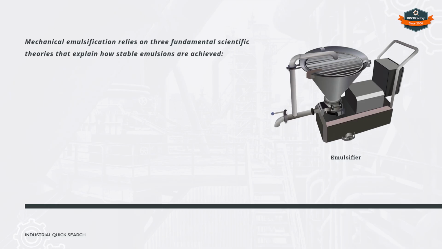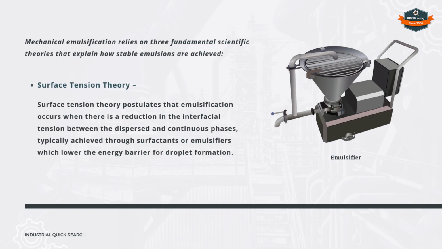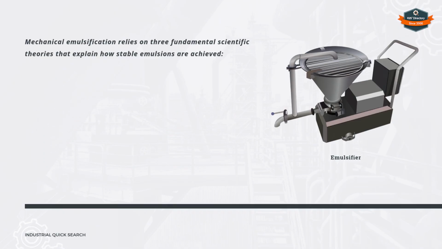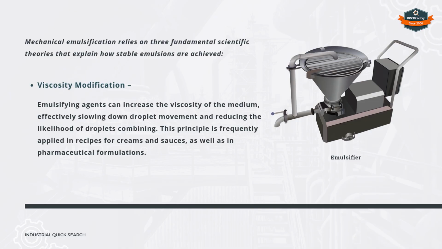Mechanical emulsification relies on three fundamental scientific theories that explain how stable emulsions are achieved. Surface tension theory, repulsion theory, viscosity modification.